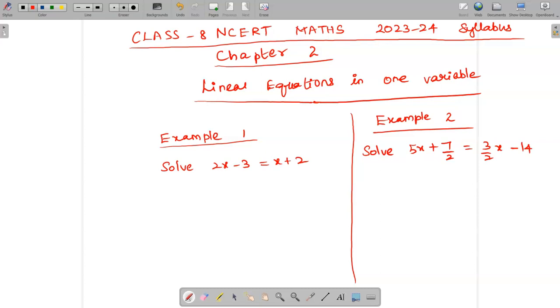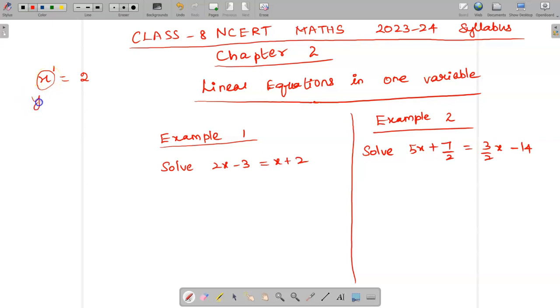First of all, what is a linear equation? Whenever we have a variable in the equation, for example x equals 2, the power of x is nothing but 1. Whenever the maximum power of the variable is 1, we can say the equation is a linear equation. And the equation has only one variable, which is x.